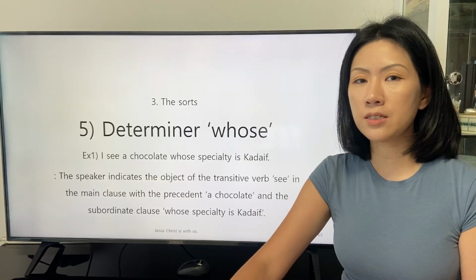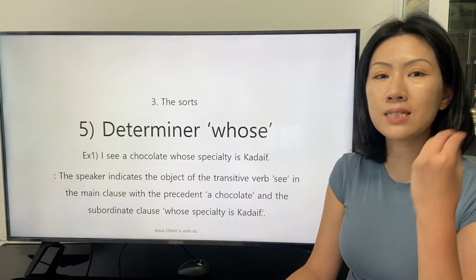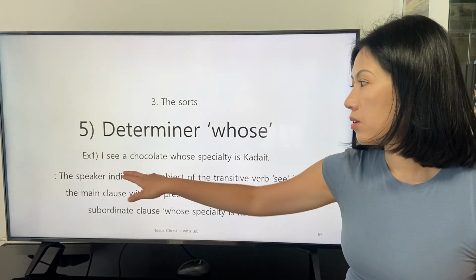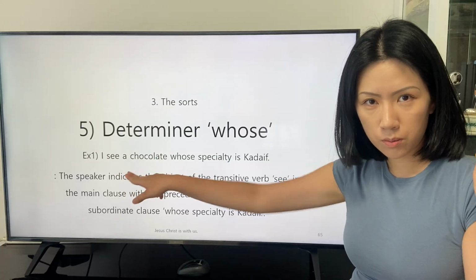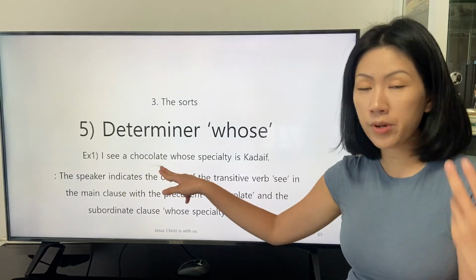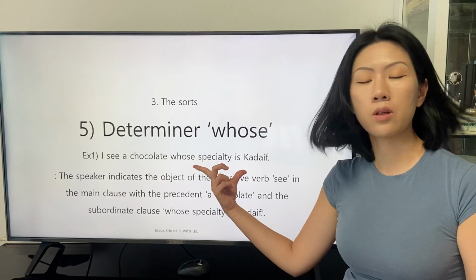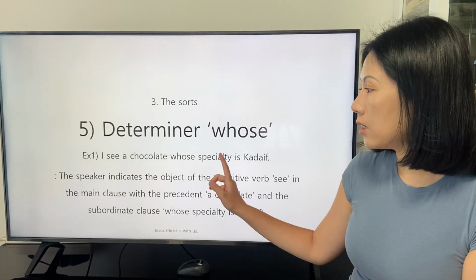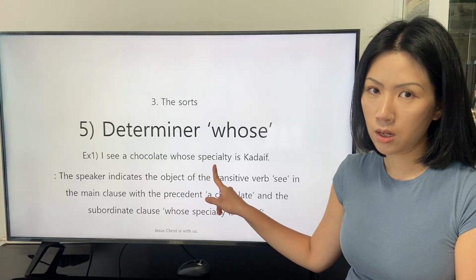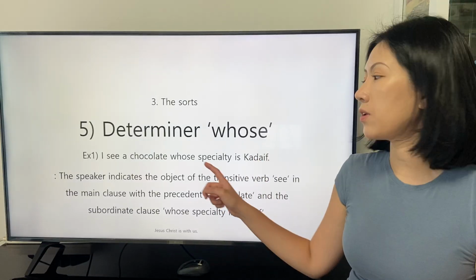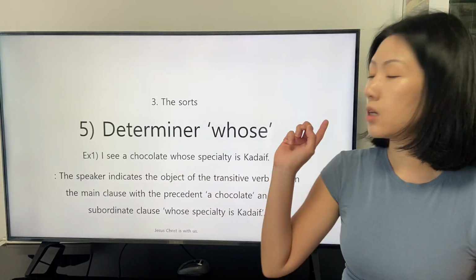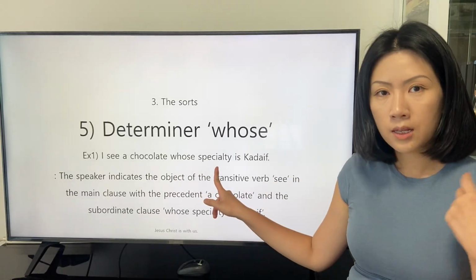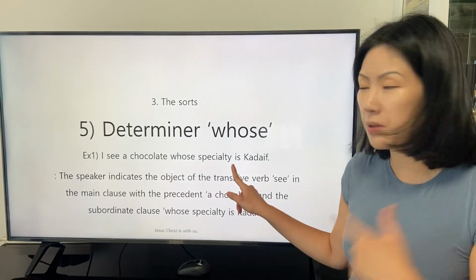The speaker intends to give us detailed information about what belongs to the precedent, chocolate, in the subordinate clause. The speaker clarifies that it is the specialty. So we find that the subject of the subordinate clause is the chocolate's specialty. Whose specialty? This is the subject described by the be verb is.